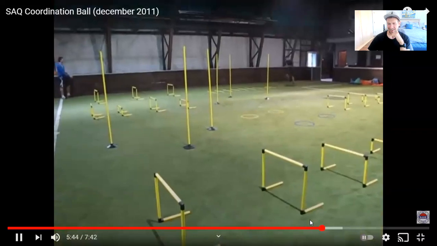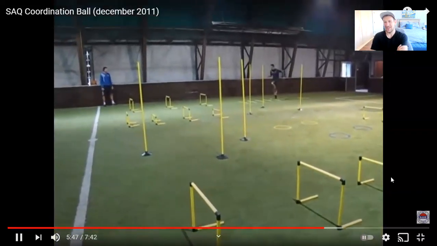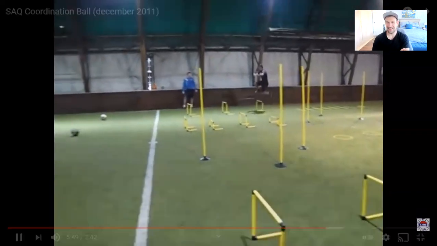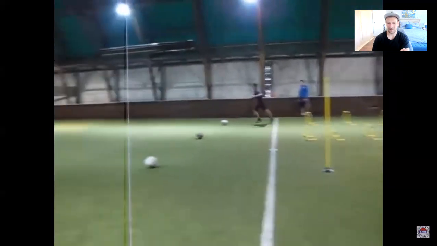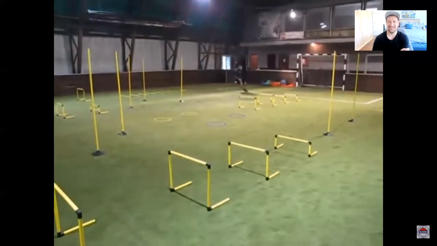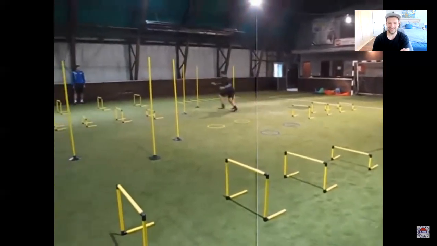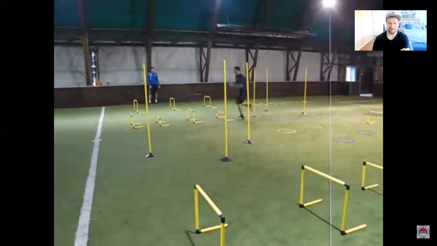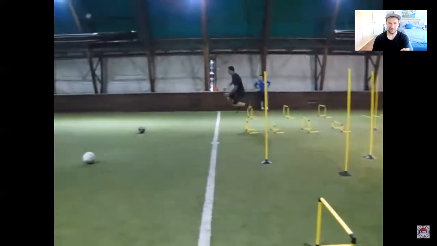All right, let's get to the end where he does all four of them. So then, a big one at the end here. Single leg jumps, one, all the way to the end. Two.